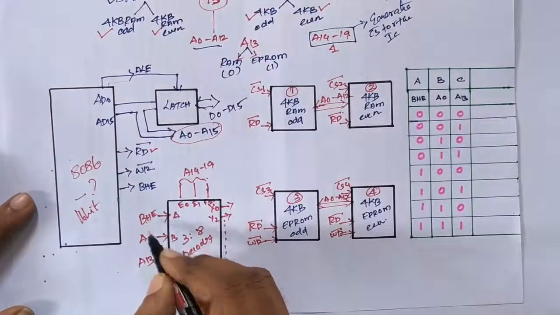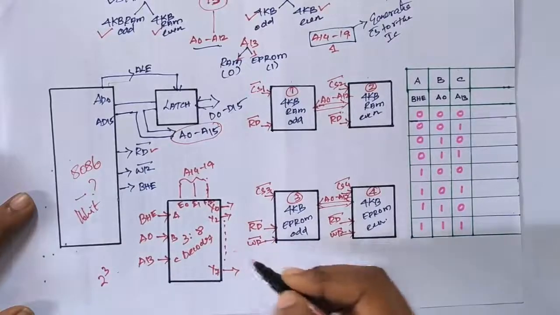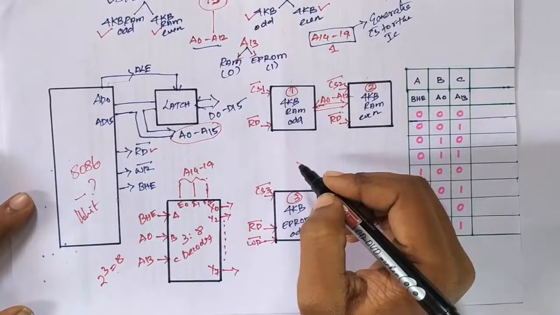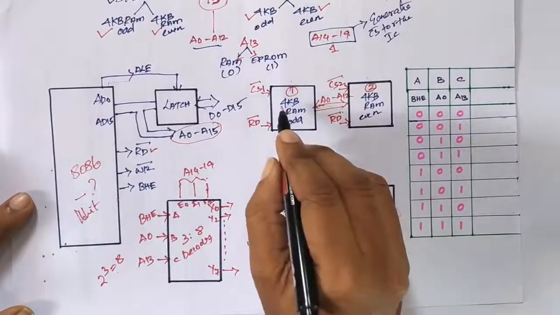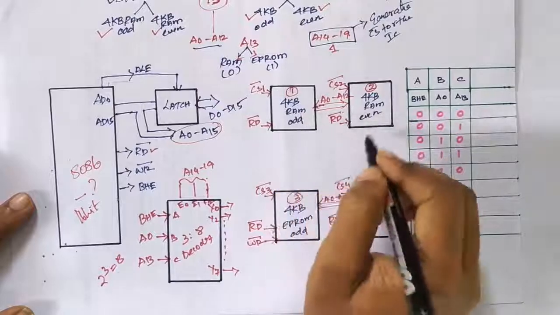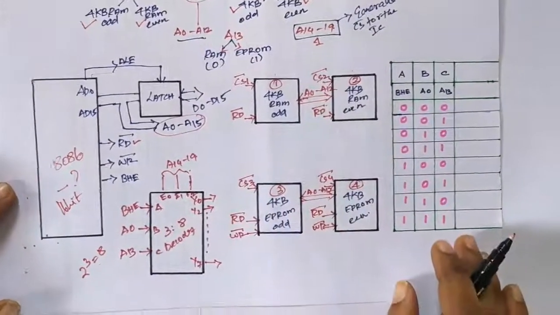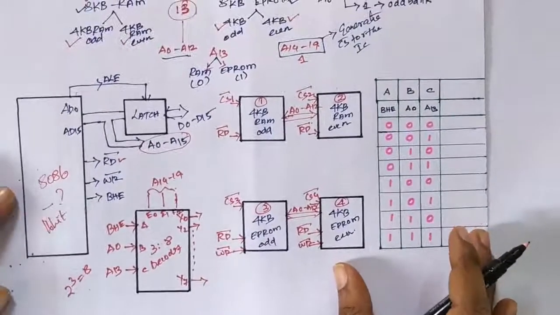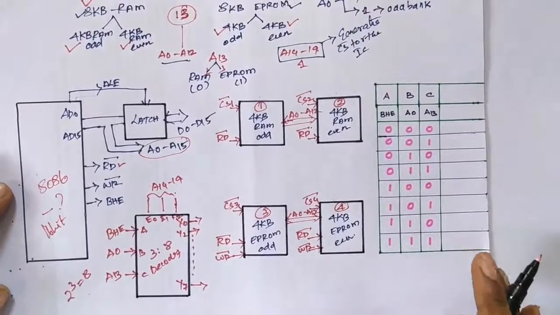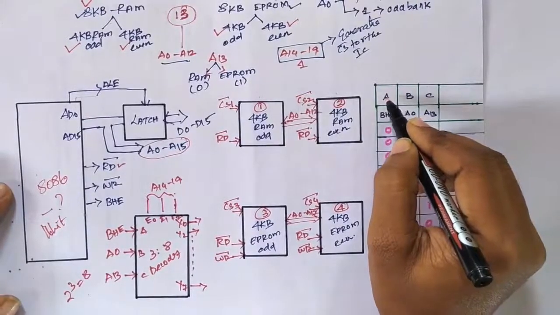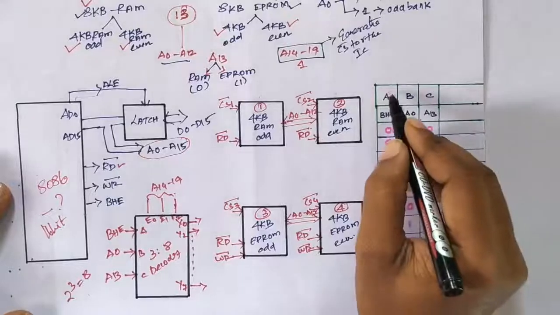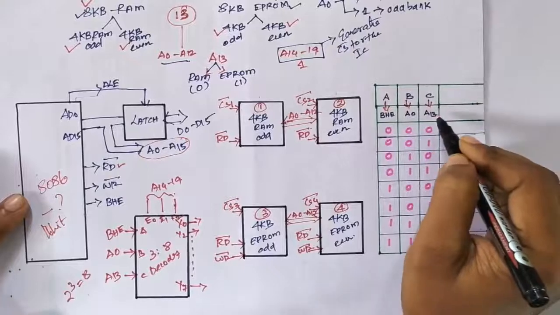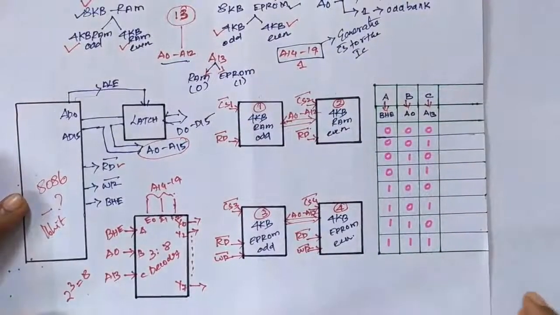So we need to generate the 2 power 3 combinations in the output. We can generate the chip select signal, a control signal to activate the individual RAM chip available in the memory. For generating these control signals, we form a truth table for the 3:8 decoder. The inputs are A, B, C. The A pin is connected to BHE, the B pin is connected to A0, and the A13 pin is connected to the C input.